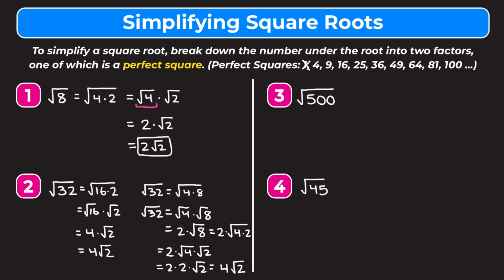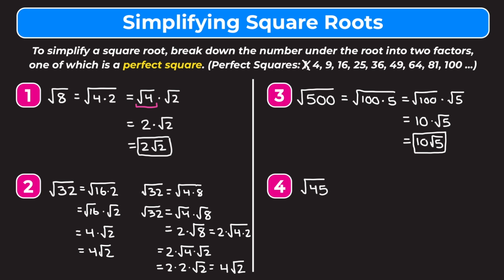So let's move on to number 3, which is the square root of 500. If we think about perfect square factors of 500, we should get that the square root of 500 is equal to the square root of 100 times 5, which is equal to the square root of 100 times the square root of 5. And now because 100 is a perfect square, we can simplify it. The square root of 100 is 10, so we get 10 times the square root of 5, which is just the same as 10 root 5.